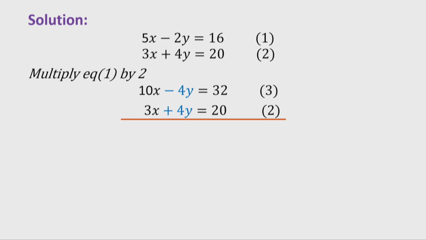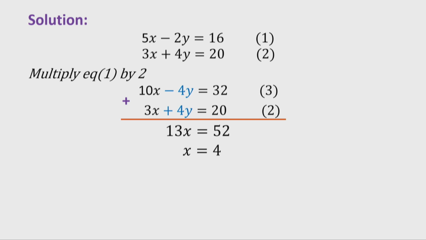Yes, we need to add. So adding these two equations will give me 10x plus 3x, which is 13x, minus 4y plus 4y will give me 0. 32 plus 20 will give me 52. So 13x equal to 52. X will be equal to 52 over 13, which is 4. So what will be the next step now?